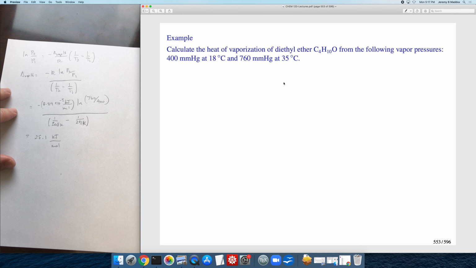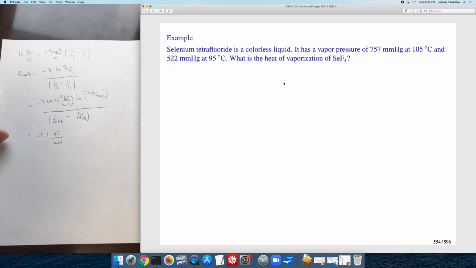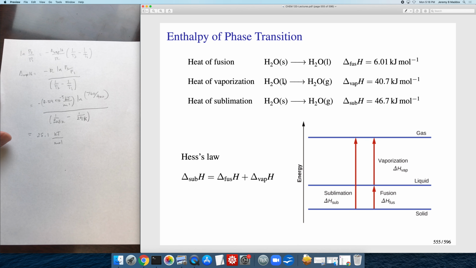Yeah, so that's how you do this problem. It looks like this one is identical in the sense that they give you 2 pressures, 2 temperatures, and they want you to calculate the enthalpy of vaporization for the selenium tetrafluoride.